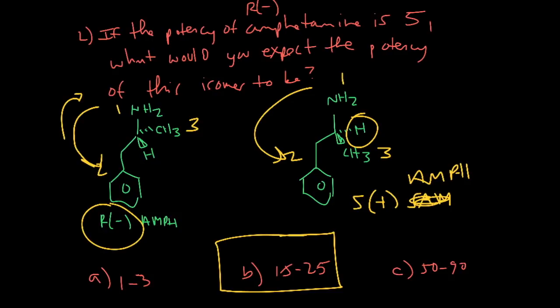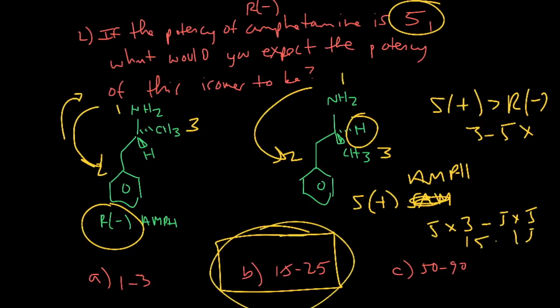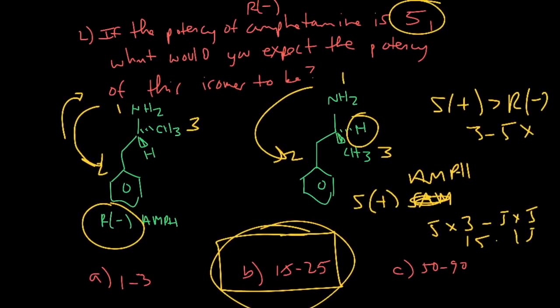Okay, so remember I said that the S isomer is 3 to 5 times more potent than the R isomer. So if the potency is 5, 3 to 5 times 5 gives you 15 to 25, which is this one. Because 5 refers to the potency of the R isomer, so 3 to 5 times 5 gives you 15 to 25. This is for stimulants.